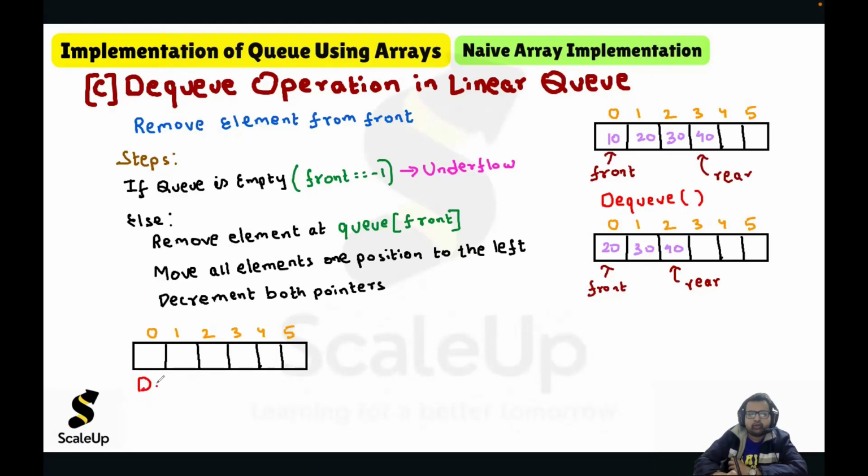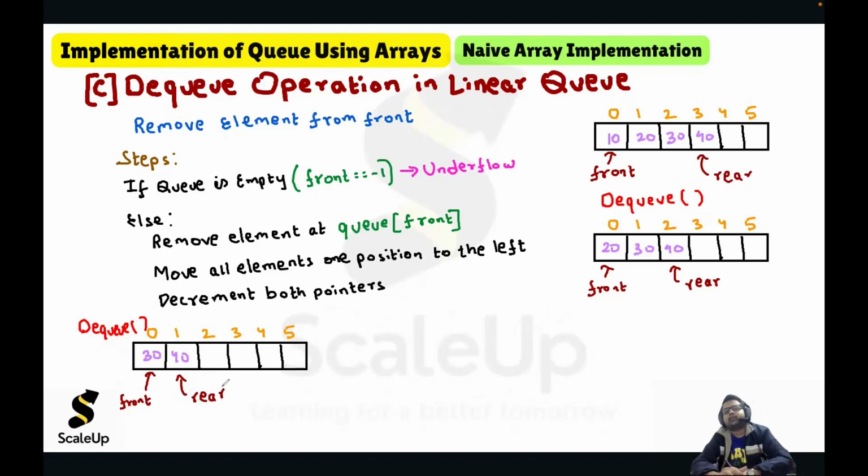If you once again perform the DQ operation, then 20 will get removed, and 30 and 40 will be shifted one position left to fill that unused space. Front will point here and rear will point to this index. Like that, we can keep on performing the DQ operation until the queue is empty. Once the queue is empty, we cannot remove any element and that will be the condition of underflow. So this is the DQ operation in linear queue.